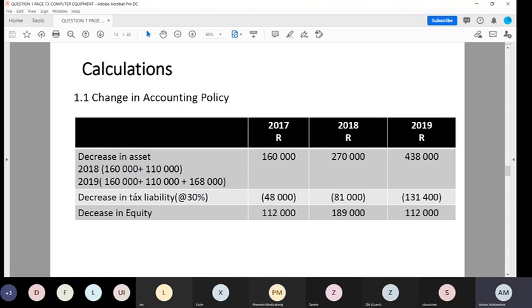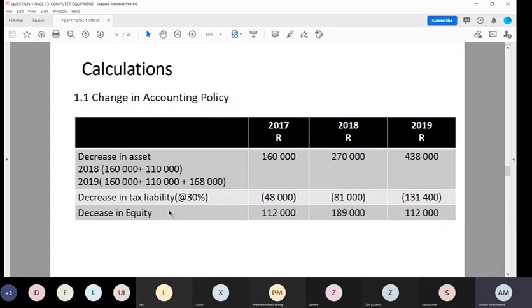And as I've indicated, a decrease in assets will lead to a decrease in tax liabilities. Our tax is at 30%. So if you take 160,000 multiplied by 30%, it's going to give you 48,000. You apply the same principles in 2018, you will get 81,000. 2019, 131,400. So that's how the tax is dealt with. The difference between the two will lead to a decrease in equity. 2017, 112,000, 2018, 189,000, 2019, 112,000.